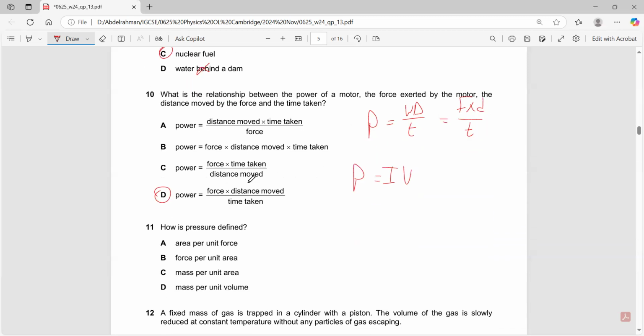How is pressure defined? Pressure is the force over area, right? So force per unit area. Force over area, or force per unit area.